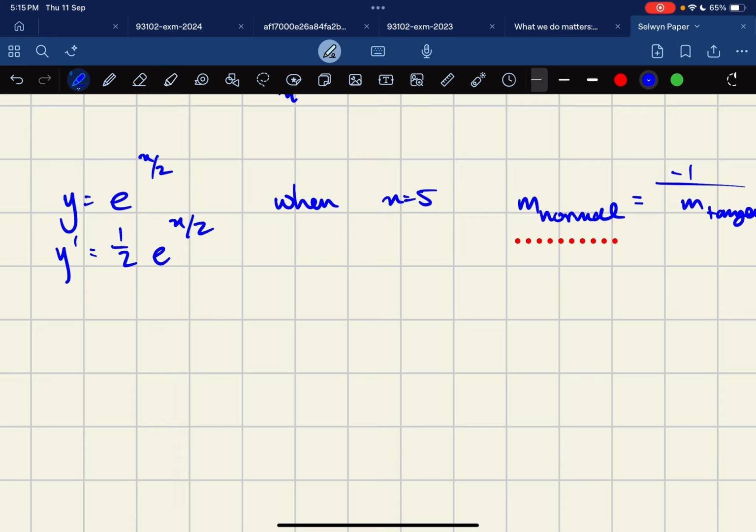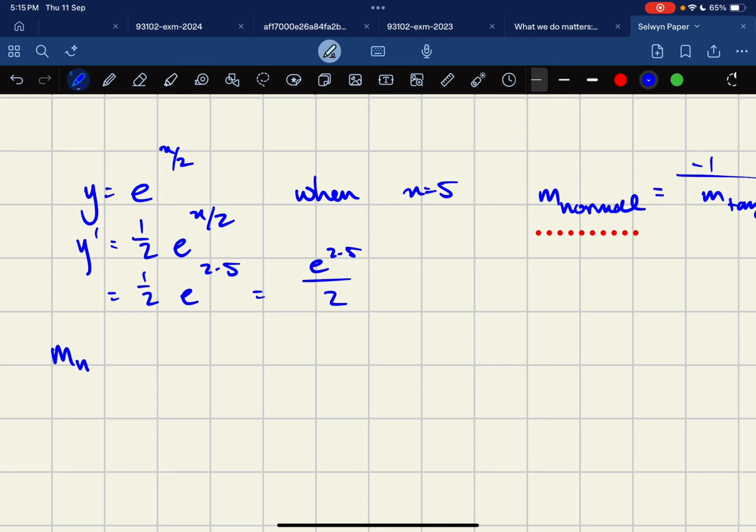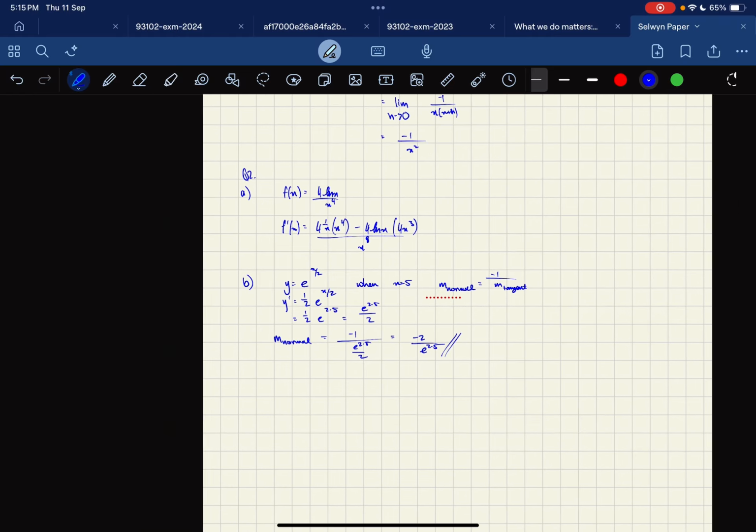So then you're going to substitute in x equals 5 and you get 1/2 of e to the 2.5 essentially, or you can rewrite this as e to the 2.5 over 2. So then the gradient of the normal is equal to -1 over e to the 2.5 over 2, which is just -2 over e to the 2.5. And that's it.